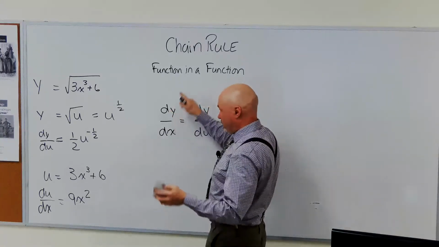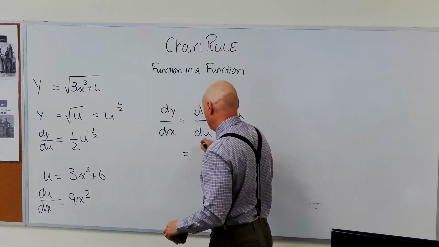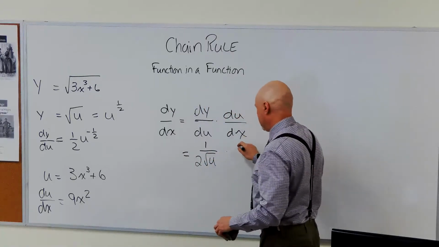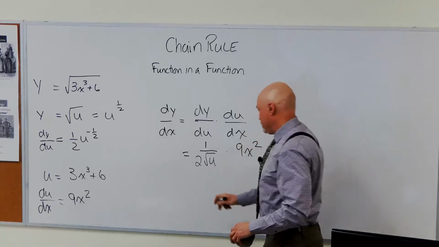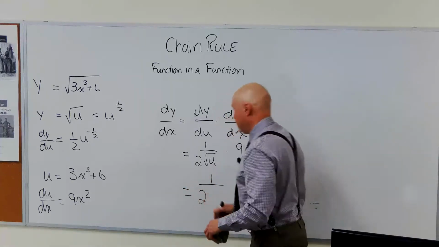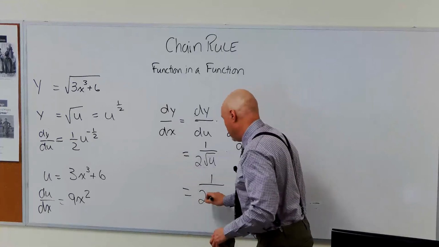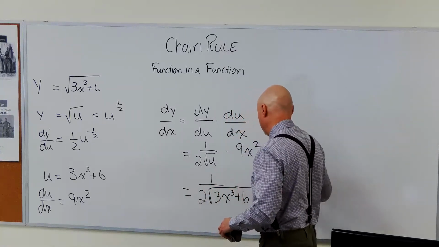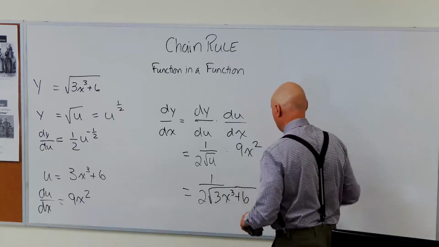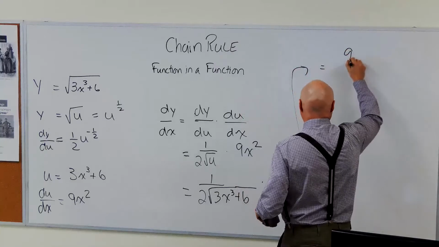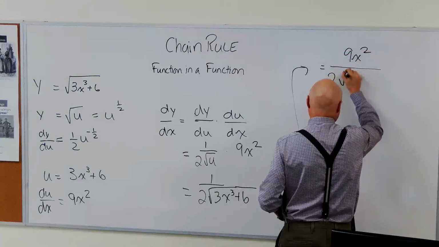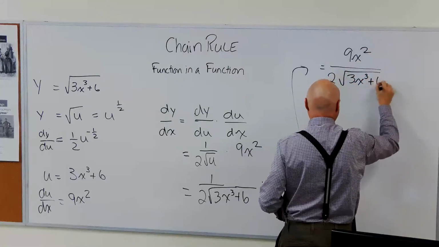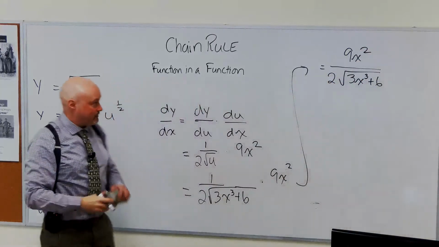Okay, the derivative of y with respect to x is equal to dy du, which is just 1 over 2 square root of u. See what I did there? And then I've got du dx, which is just 9x squared. Oh, but this u, I can rewrite that in terms of x. And so u is just 3x cubed plus 6. I have to extend that a little bit. And this is over 9x squared. Okay, so this becomes 9x squared over 2 times the square root of 3x cubed plus 6. All right, so there's the derivative of that.